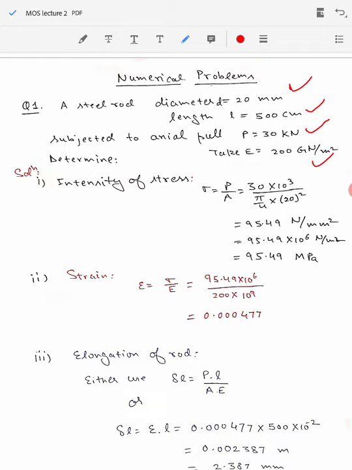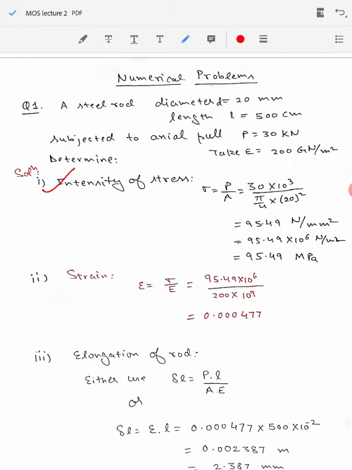Now we need to calculate the intensity of stress, strain and elongation of the rod. Now, in order to determine the intensity of stress sigma, you need to divide the load by the area of the component. The load value P is given as 30 kilonewton. So we say it is 30 into 10 to the power 3 newtons. Area is pi by 4 d square because it is a circular one. So pi by 4 into 20 square.